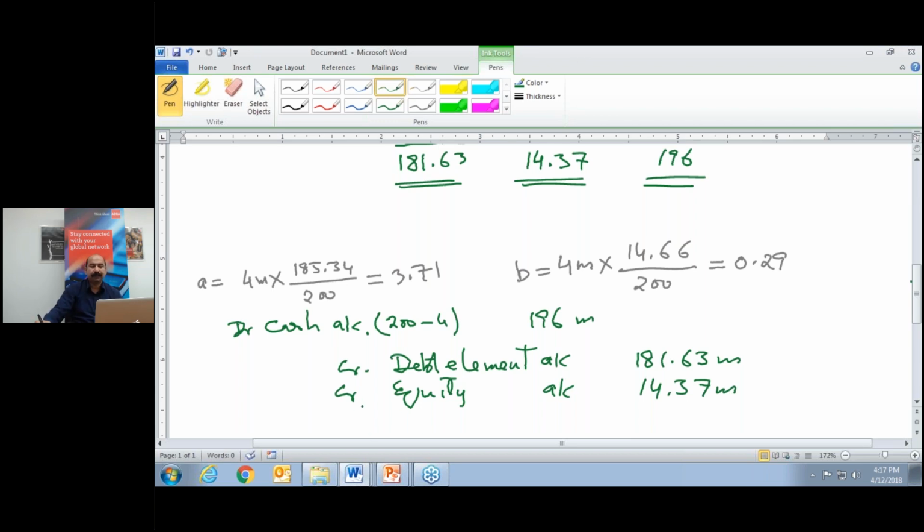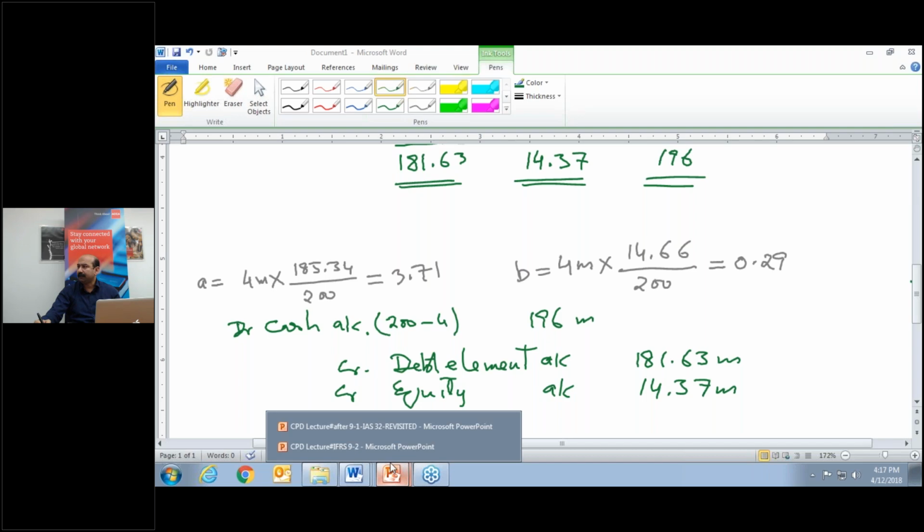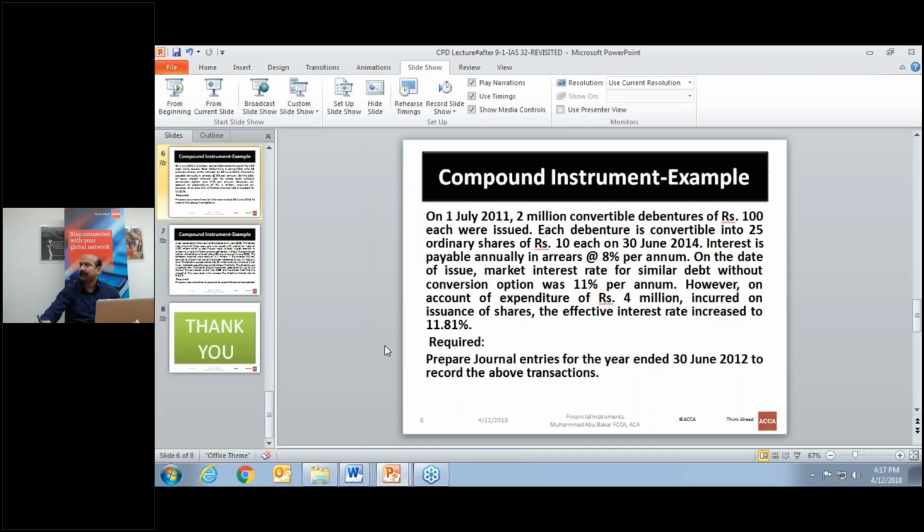So this is the double entry for recording of the hybrid instrument. Yesterday we discussed this entry, but today with the effect of issue cost. So if you have any question, if you are not clear so far as this calculation is concerned, please feel free to ask any question. Okay, so fine, this means it is clear. We can move to the next.